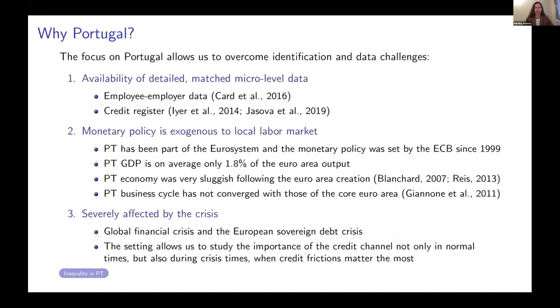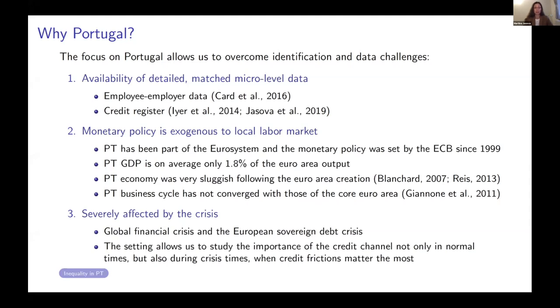Okay. So as I promised, let me tell you a little bit more about our setting in Portugal. We believe that the focus on Portugal actually allows us to overcome key identification and data challenges. On the data side, as I already alluded to, we have availability of very detailed matched micro level data, most importantly, a high quality employer-employee data set that tracks the workers over time as they move between the jobs. And we are able to match this with the universal credit registry.